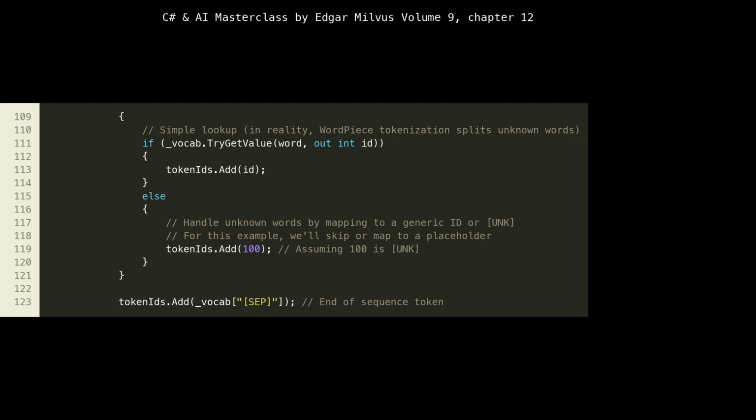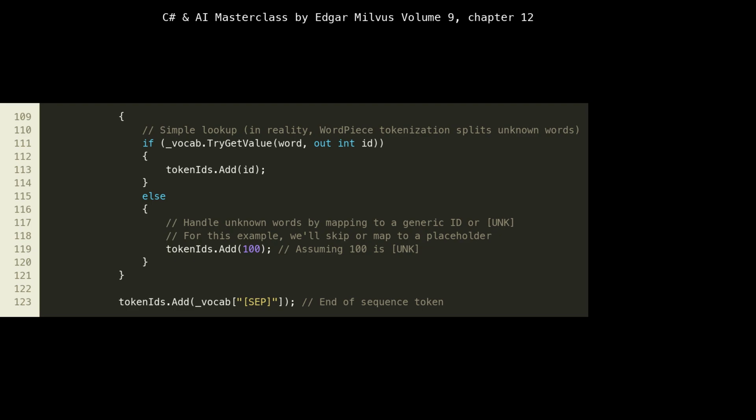In a true WordPiece tokenizer, words not found would be broken down into subword units until all units are in the vocabulary. At lines 115 to 119, if a word is not found, we assign it the ID 100, which typically represents the UNK, unknown token in BERT vocabularies. This is an important fallback. Without it, unknown words would cause errors.